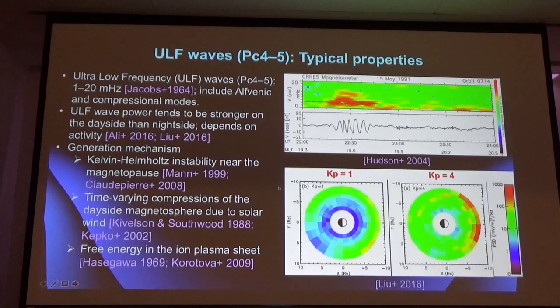Those ULF waves are generated by various mechanisms, including the Kelvin-Helmholtz instability near the magnetopause, and also caused by the fluctuation of the solar wind, especially on the dayside, as well as the internal excitation from the free energy in the ion plasma sheet.